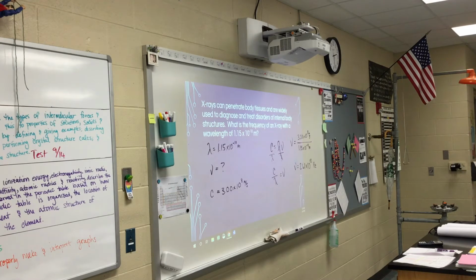Boom. Just like that. Do you see that? There's no 10, there's no multiplying, it's just the E and then the exponent, okay?